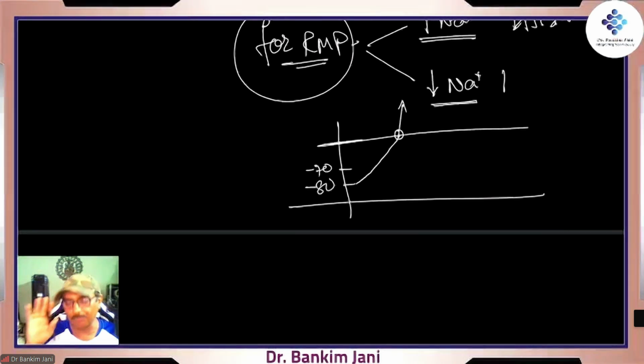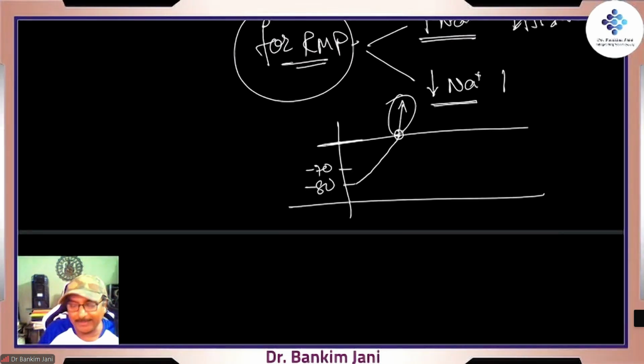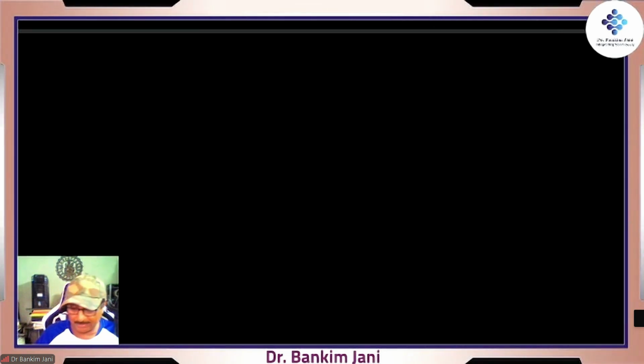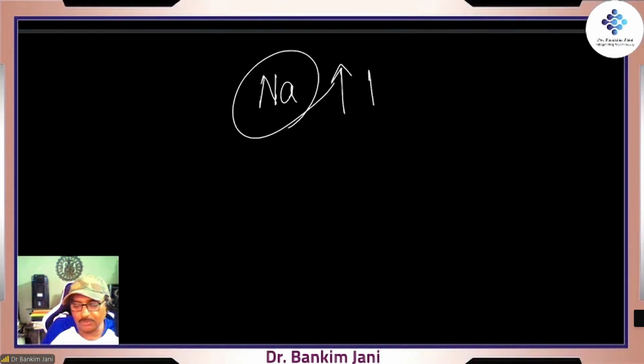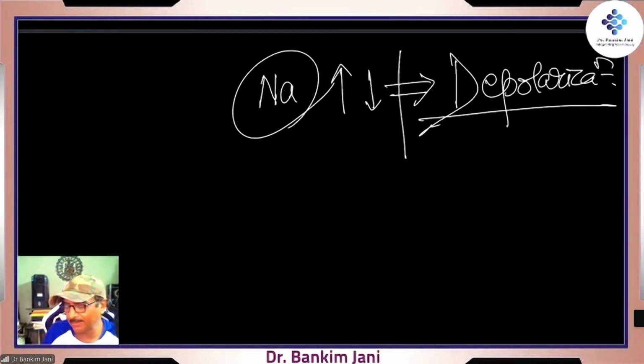So if there is more sodium, there would be more opening of the channels. So whatever action happens from here would be in the phase of depolarization. Remember this. When the sodium is high or low, which phase is affected? Depolarization. Got it? And when the potassium is high or low, it is the resting membrane potential which will be affected, because that level will go up or down.